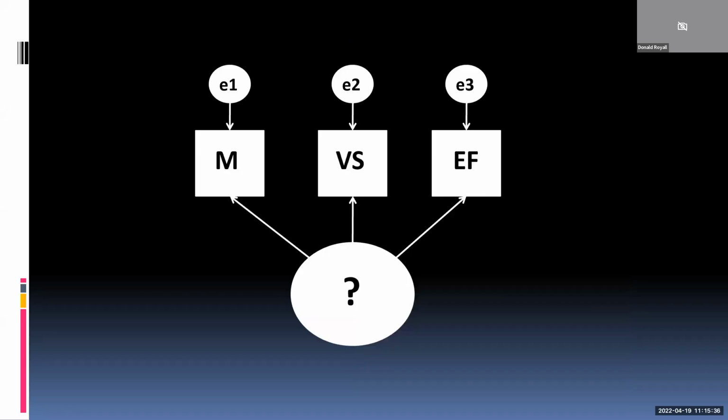So that's memory, but how would you handle something like this? What if you have a battery, a more comprehensive battery, where the tests purport to measure different cognitive functions, in this case, memory, visual, spatial, praxis, and executive function? What would they share, if anything? And there's a name for that in neuropsychology.